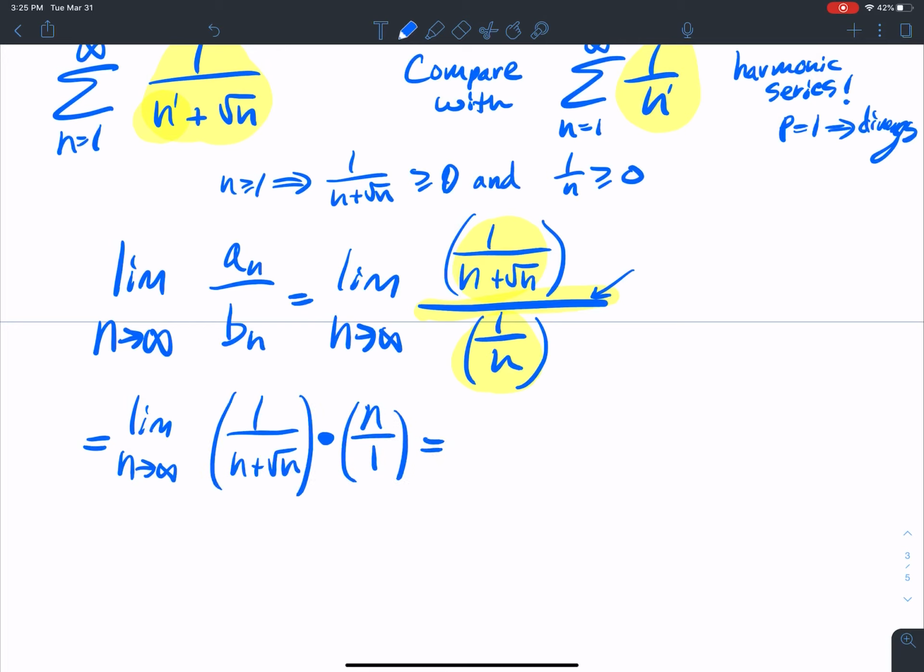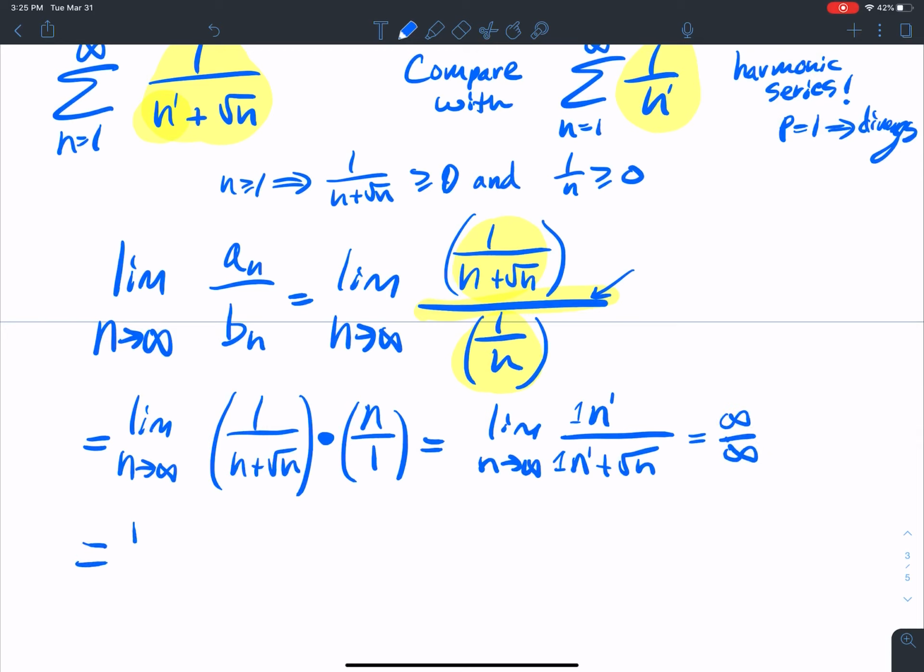And now when I multiply, I get the limit as n goes to infinity of n over n plus the square root of n. Okay, the numerator degree is 1 and the denominator degree is 1. So when the degrees are the same, all we have to do is divide the coefficients. If you wanted to use L'Hopital's, you could, because it's infinity over infinity.